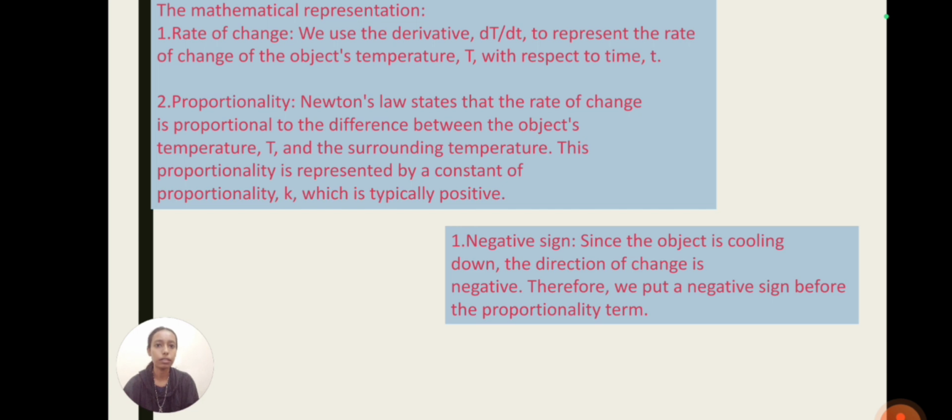The mathematical representation, the rate of change. We use the derivative dT by dt to represent the rate of change of object's temperature T with respect to time t. Proportionality. Newton's law states that the rate of change is proportional to the difference between the object temperature T and the surrounding temperature. This proportionality is represented by a constant of proportionality k, which is typically positive. Negative sign. Since the object is cooling down, the direction of change is negative. Therefore, we put a negative sign before the proportionality term.